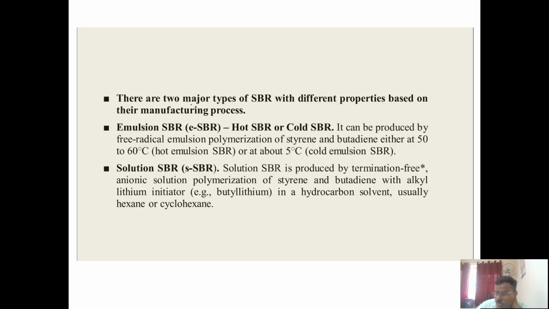SBR has two major types. One is emulsion SBR, the other one is solution SBR. Emulsion SBR is abbreviated as ESBR. Solution SBR is abbreviated as SSBR. Hot SBR or cold SBR are called emulsion SBR. It can be produced by free radical emulsion polymerization of styrene and butadiene either at 50 to 60 degrees Celsius, a hot emulsion SBR, or at about 5 degrees C, the cold emulsion SBR.